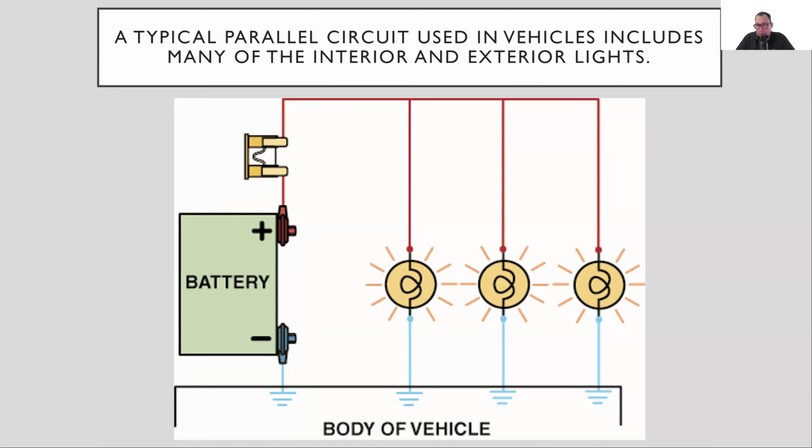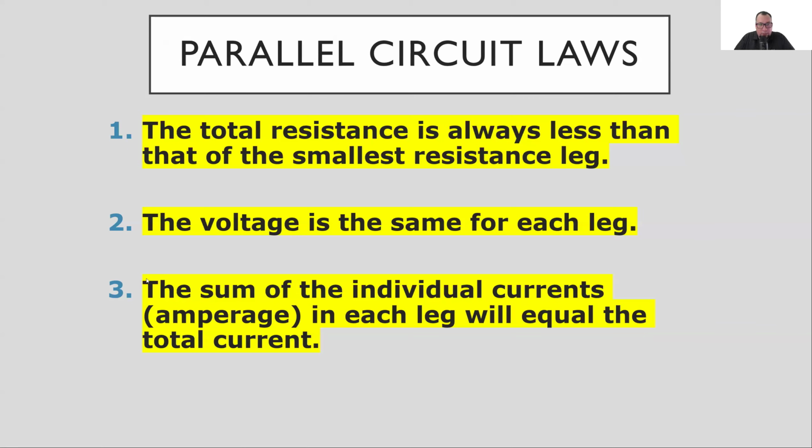Now let's go to the third law. The third law has to do with amperage. The sum of the individual currents, amperage, in each leg will equal the total current. So in a parallel circuit, instead of adding resistance like we did in a series circuit, we are going to add amperage. Each leg has its own amperage because each leg gets 12 volts.